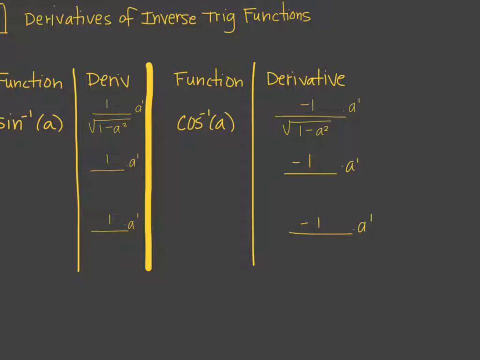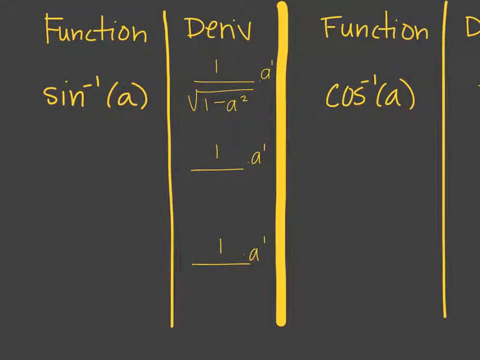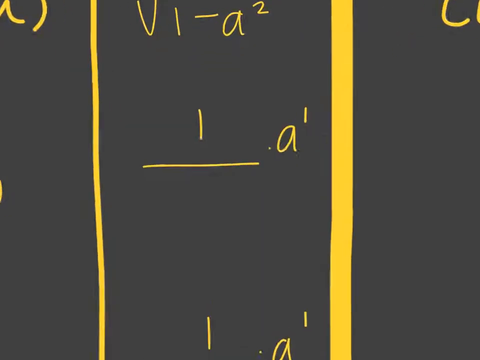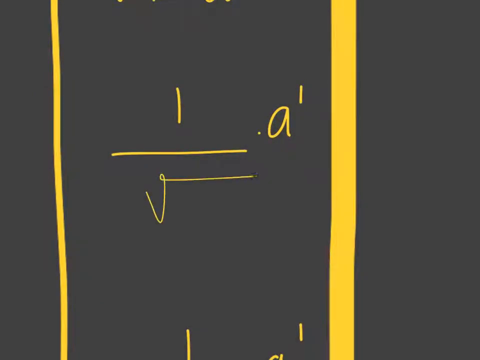So then let's do the other patterns. Let's do secant and cosecant. So the inverse secant of a has a derivative that also has a square root. Its derivative is as follows. The square root is also in the denominator. The order is reversed: a squared minus 1 instead of 1 minus a squared. And there's the absolute value of a out front. That's the strangest one of all of them.